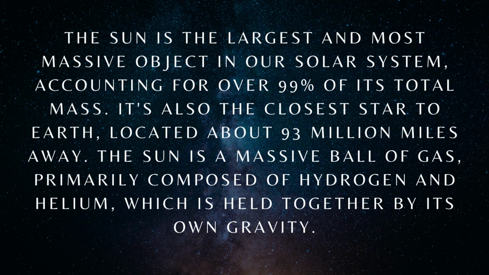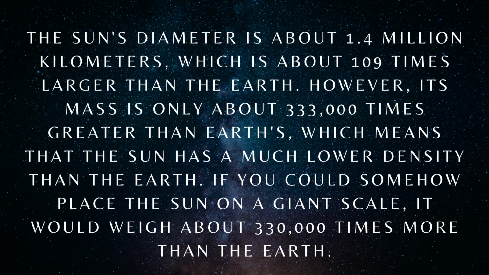The Sun. The Sun is the largest and most massive object in our solar system, accounting for over 99% of its total mass. It's also the closest star to Earth, located about 93 million miles away. The Sun is a massive ball of gas, primarily composed of hydrogen and helium, which is held together by its own gravity. The Sun's diameter is about 1.4 million kilometers, which is about 109 times larger than the Earth.